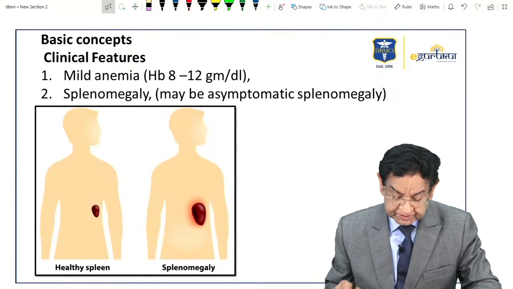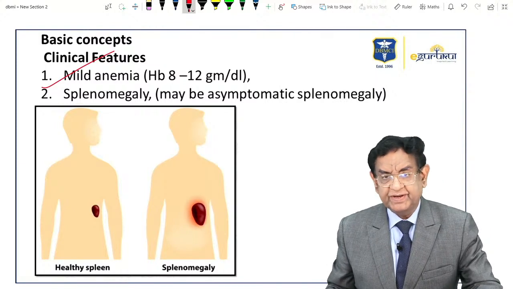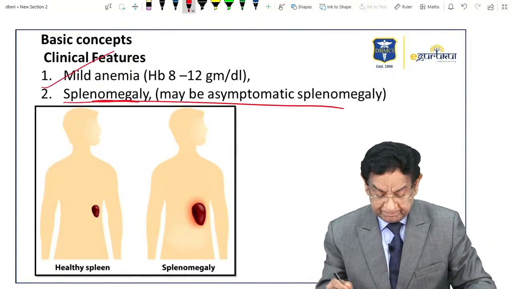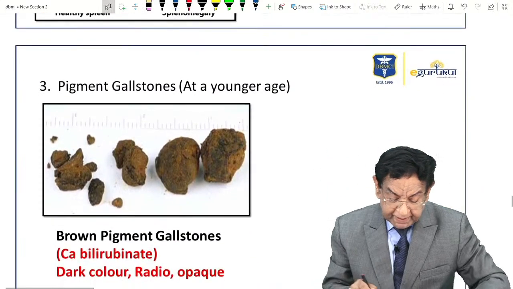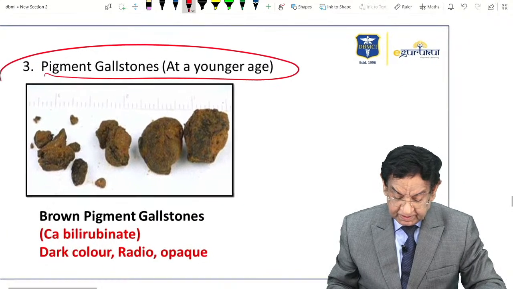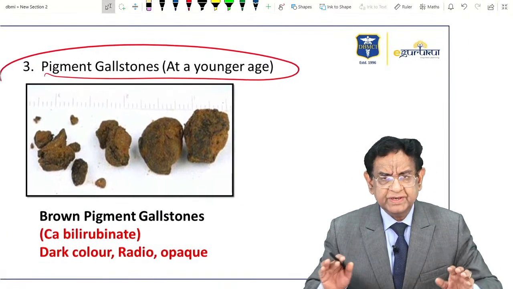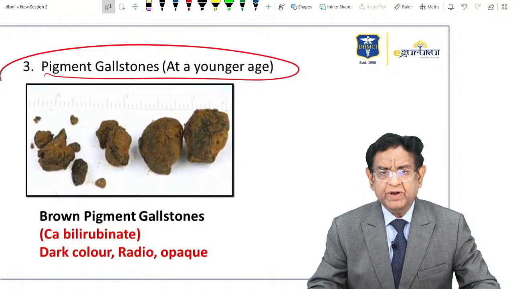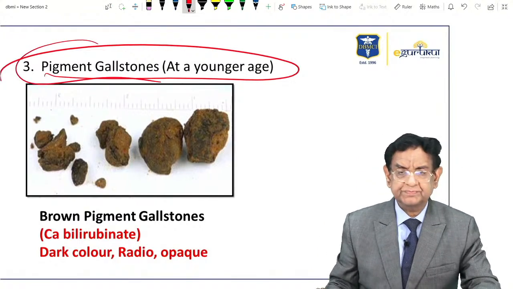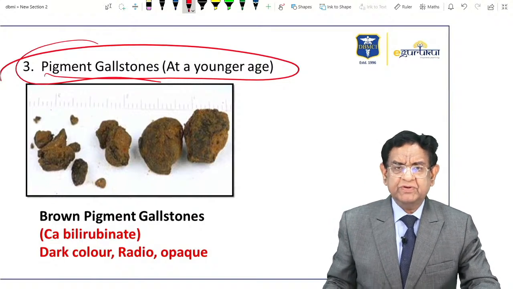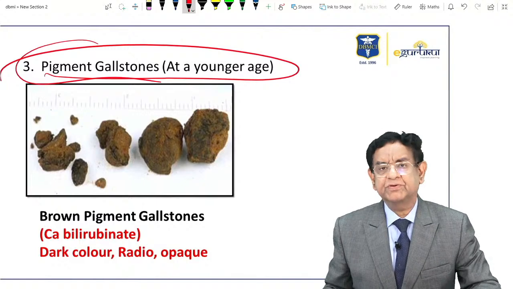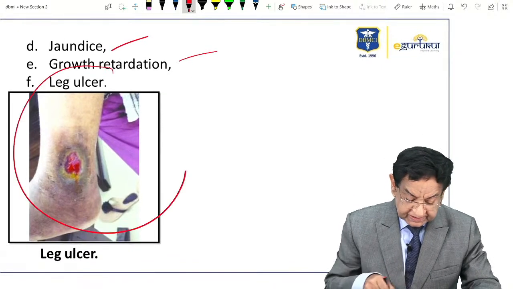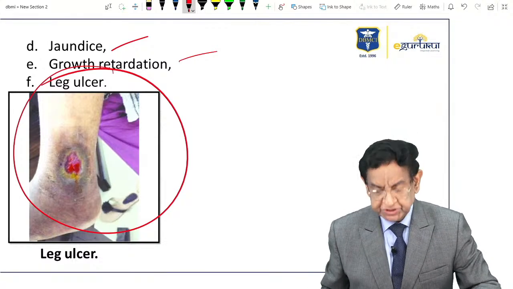Now let me tell you a little bit more about the clinical features of a case of hereditary spherocytosis. Anemia is mild, not severe. Splenomegaly is a classical feature. Remember, in sickle cell anemia, the spleen is not palpable. Pigment gallstone occurs in a younger patient. In any surgery book, they say that if the surgeon operates on a young patient for a gallstone and it turns out to be a pigment gallstone, he will send the patient back to the physician to investigate for hereditary spherocytosis. Jaundice, growth retardation, and leg ulcer are classical features that we see in hereditary spherocytosis.